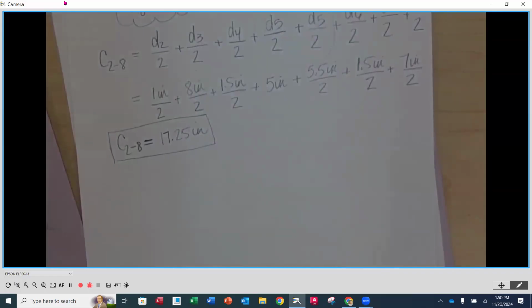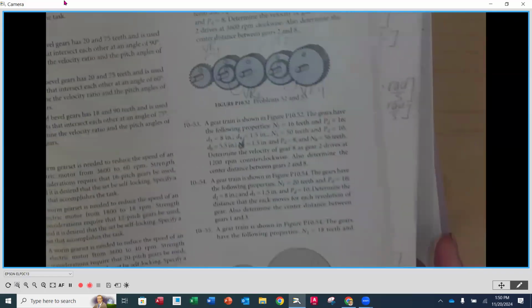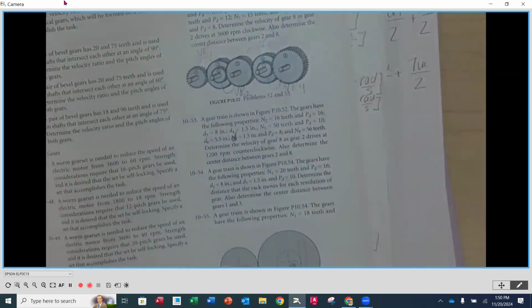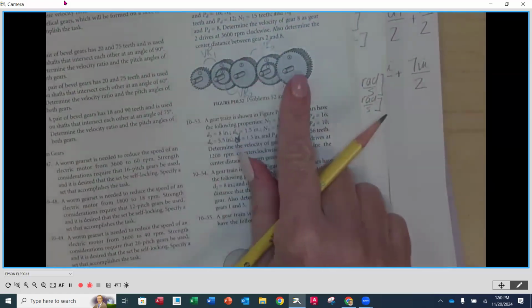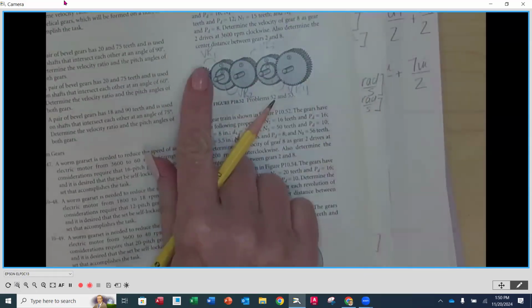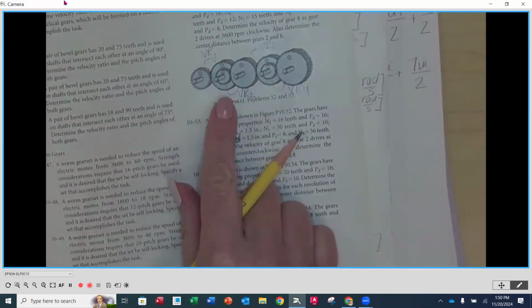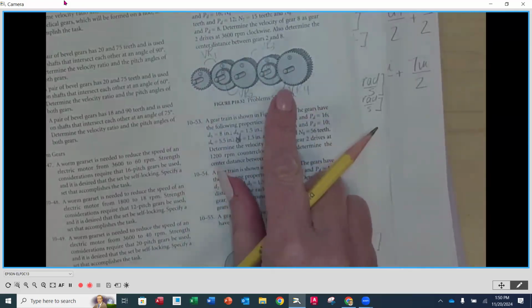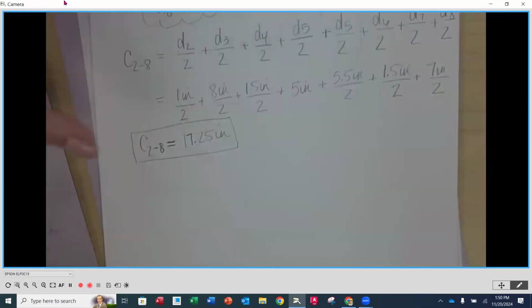Now that's center distance. The other part of this problem is we want to know the rotational speed of number 8 and its direction. So now to get that full train value, we're going to take the velocity ratio of number 1 times the velocity ratio number 2 times velocity ratio number 3 times velocity ratio number 4.